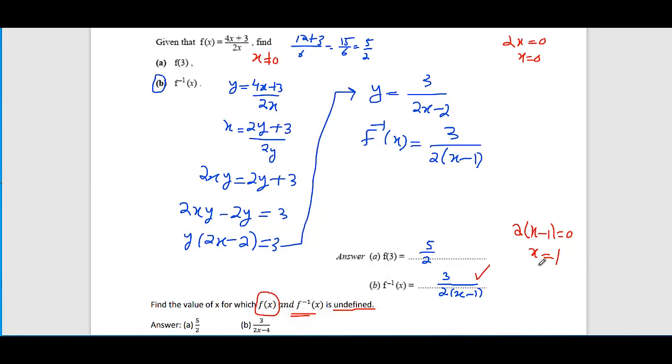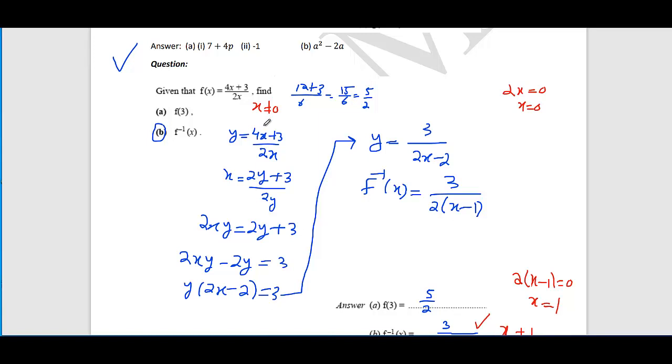So how to write this? To write that it is undefined at 1, we normally write x is not 1. Whenever we write a function, we write the information like this. So what does this mean? This function is defined on every value of x, but it is undefined at x equals 1. So the inverse is undefined at x equals 1, and the function itself is undefined at x equals 0.